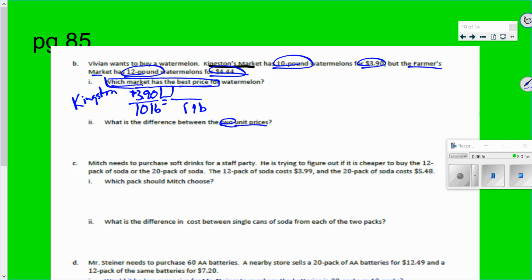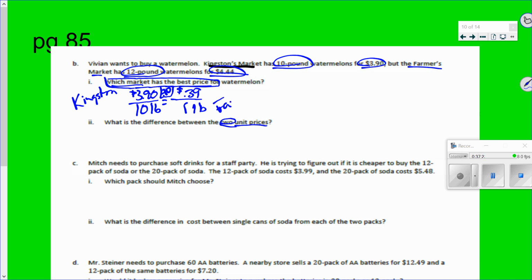How do I go from 10 down to 1? What are you going to do, Handy? How do I go from 10 down to 1? Divide by 10. That's nice because dividing by 10 is easy. I'm just moving my decimal places once, so that's going to be 39 cents per pound.